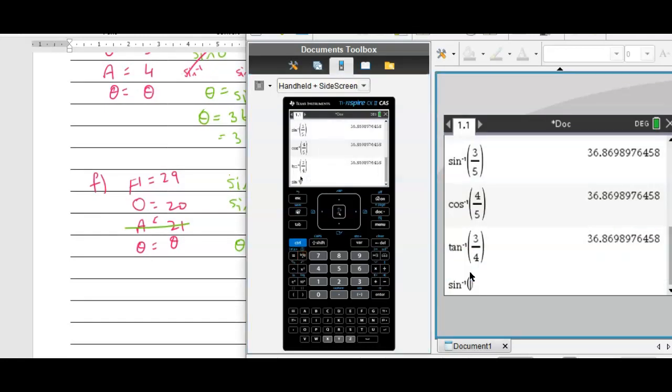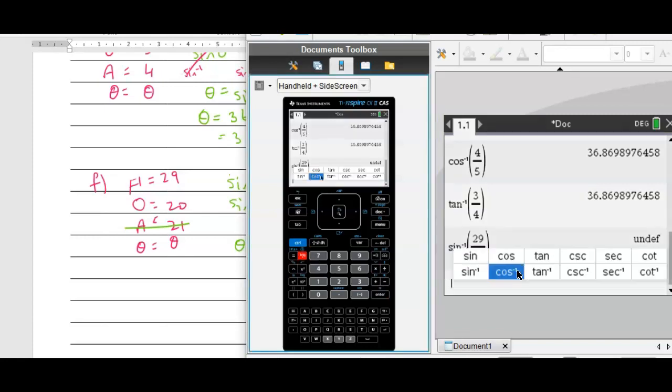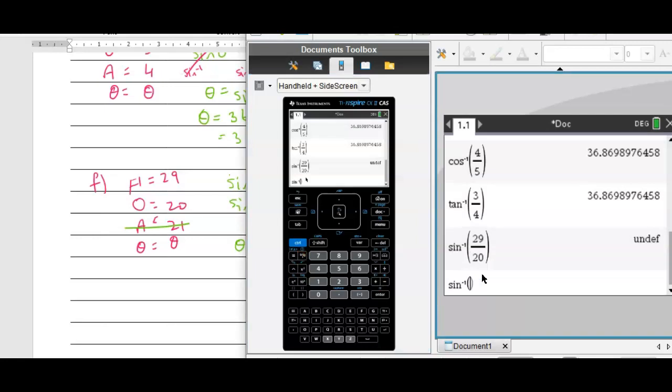Now, if you get your sides around the wrong way, because your hypotenuse has to be the longer side, this won't work. It'll say undef, which means undefined. You can't do it. So if that happens to you, don't sit there and think your calculator's broken. You've actually made a mistake. Oh yeah, it was supposed to be 20 over 29, not 29 over 20. And there we go, 43.6.